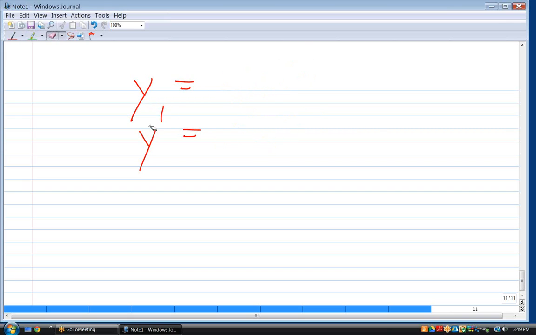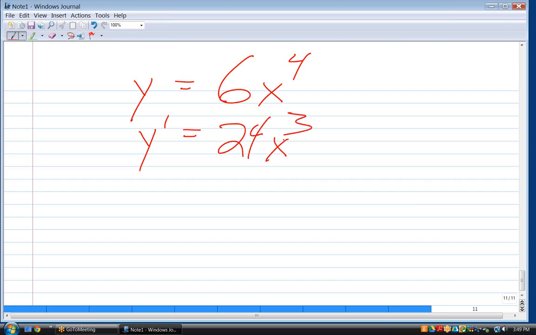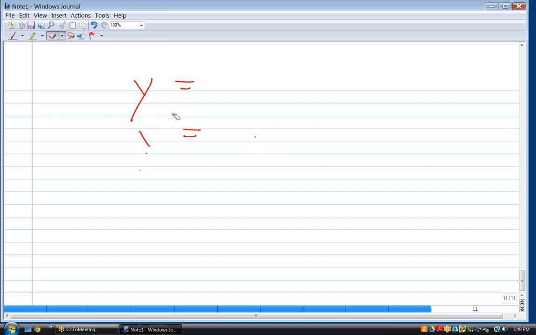Enough with the nonsense of having to do all of that algebra. If this is my function, what's the derivative of it? What's y prime? It's 24x to the third. That's it. It's as simple as that. Now, let's take a hard one.